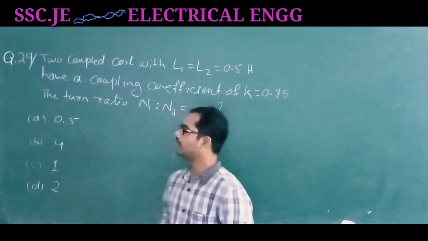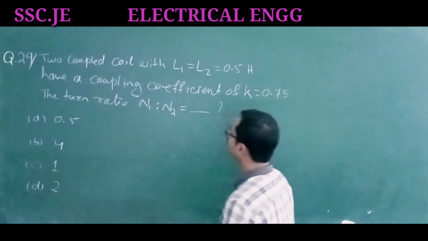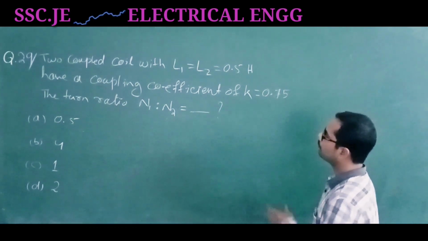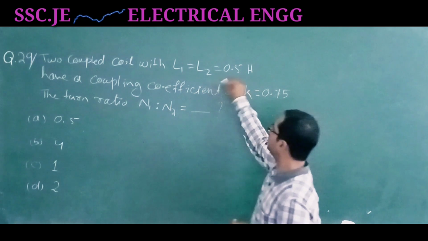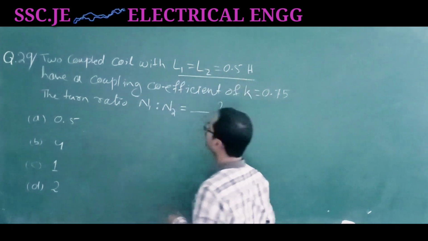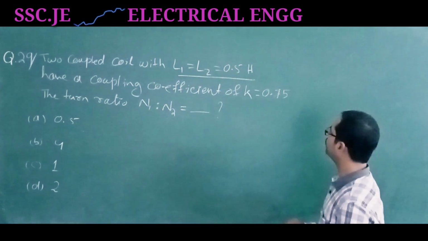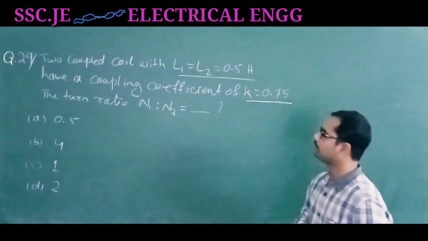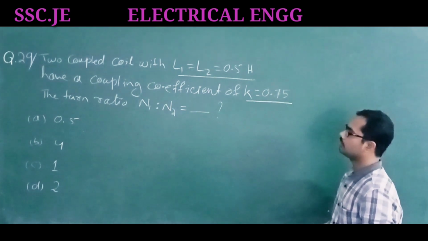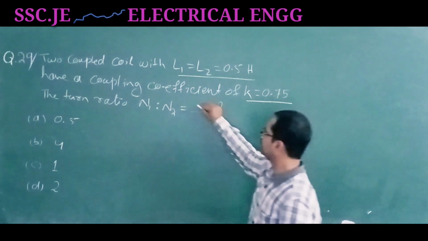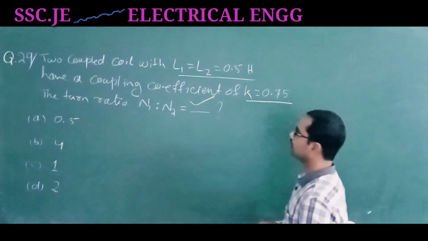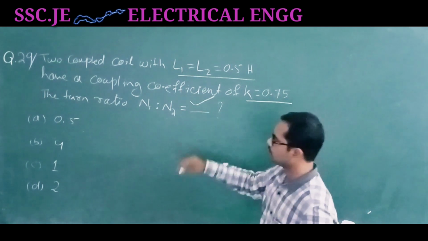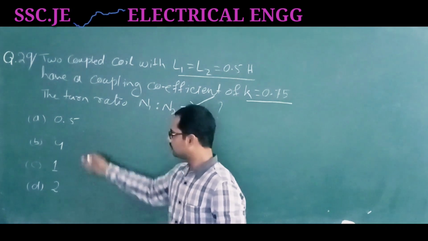So question number 29. The question is: two coupled coils with L1 and L2 of 0.5 Henry have a coupling coefficient of K equal to 0.75. We have to find out the turn ratio N1 is to N2. Options are 0.5, 1, 4, 2.